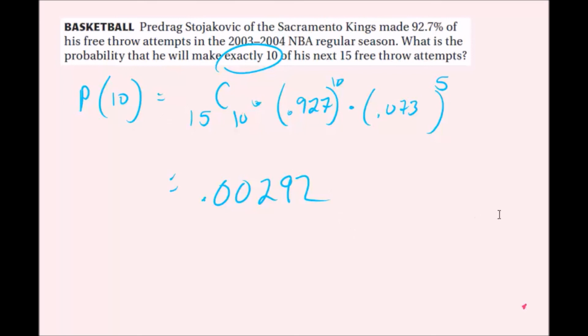Of course, if we wanted to know what's the probability he'll make 10 or more, then we have to do this for 11 and 12 all the way up to 15 if it said 10 or more. Then we're going to add all those probabilities together.